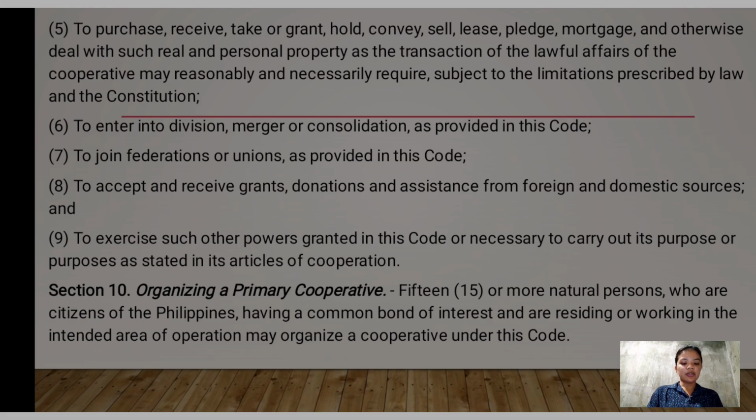Section 10. Organizing a primary cooperative. In this section, it states that a primary cooperative can be organized by at least 15 Filipino citizens who share a common interest and live or work in the area where the cooperative will operate.